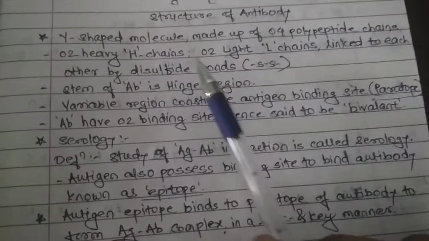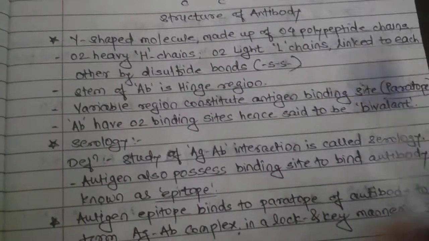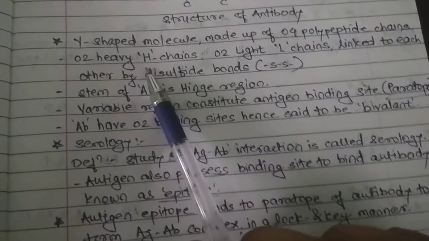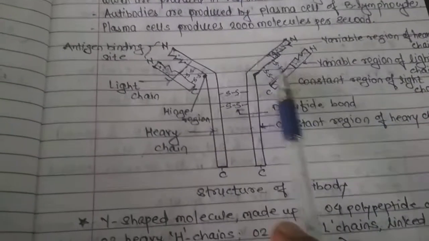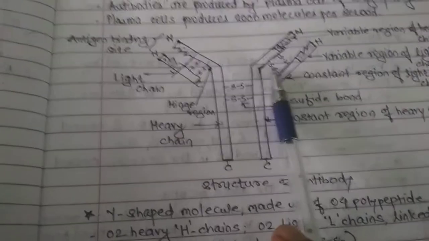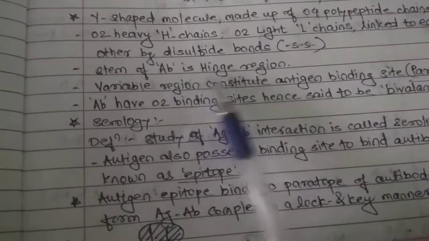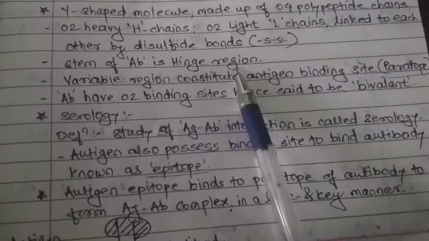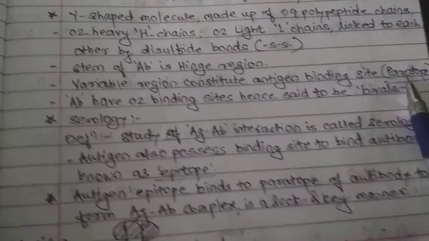Fine. Now next, a description of the structure of antibody again. It is a Y-shaped molecule made up of 4 polypeptide chains, 2 heavy, that is called the H chains, and 2 light, that is L chains. Now these are linked to each other by disulfide bonds, as you already learned here. Heavy chain and light chain are joined to each other by disulfide bond. Now the stem of antibody, as I told you, is known as the hinge region, and the variable region constitutes the antigen binding site called the paratope.